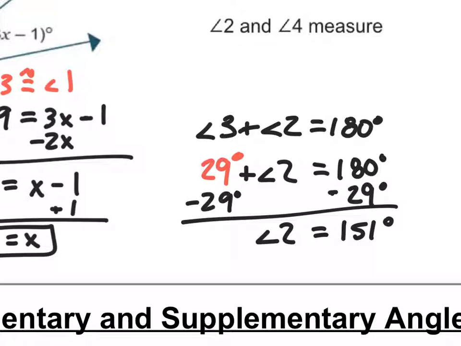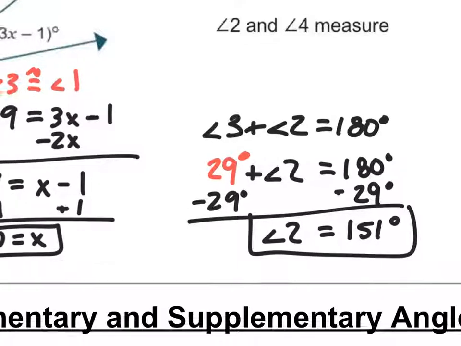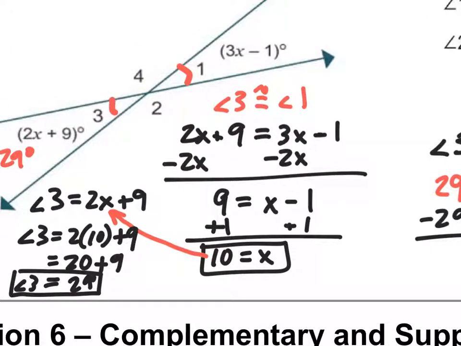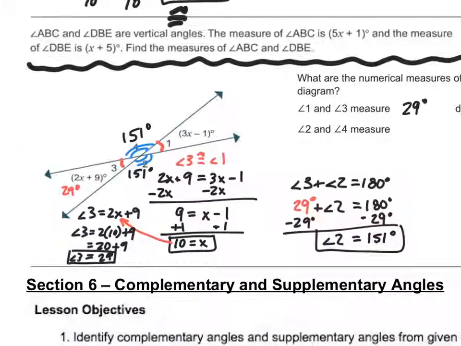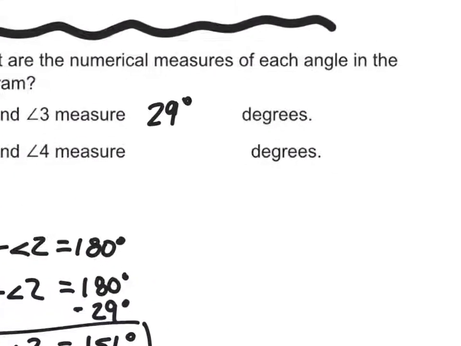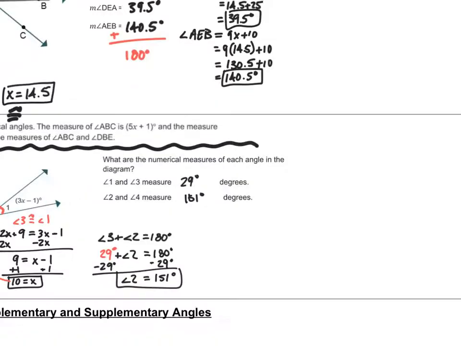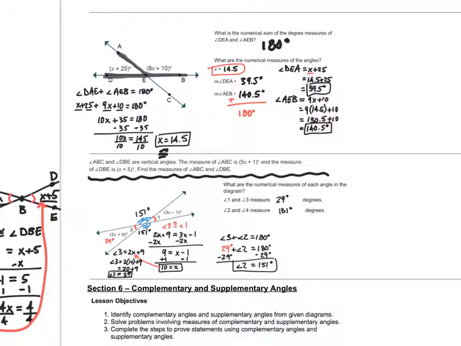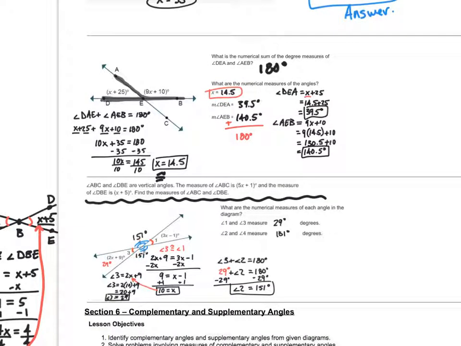Now if angle 2 is 151, I'm going to come over here and write that this is 151 degrees. I know that angle 2 is congruent to angle 4 because they're vertical angles, and that is also 151 degrees. So guys, there is a little bit of algebra that goes on here and a little bit of your understanding of how this works. So that's the idea. You need to be able to set up these equations and solve, and that's all I got.